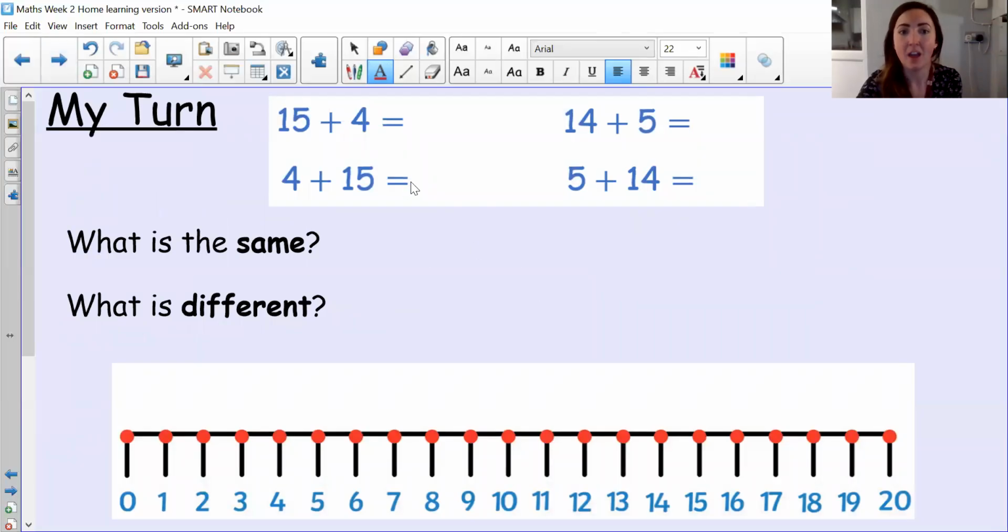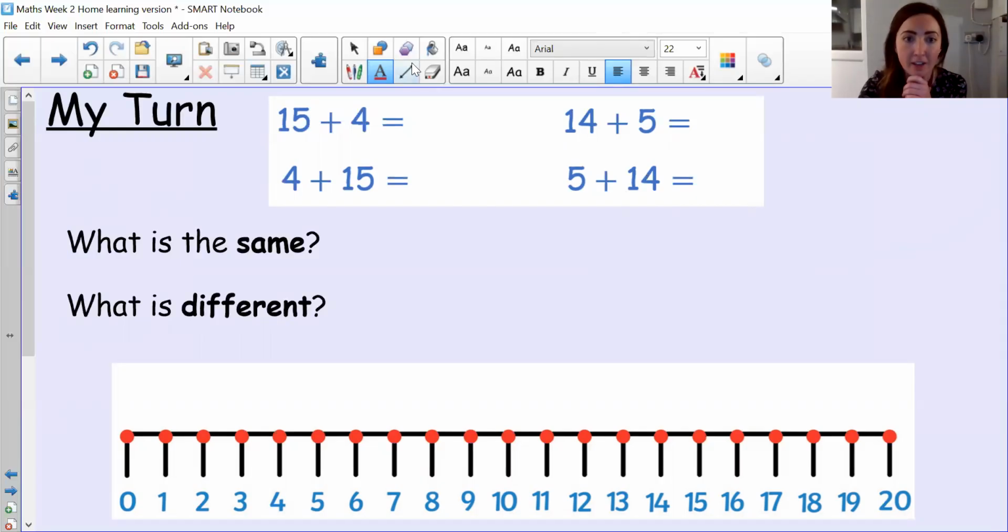So my turn first. I'm looking at these 4 number sentences. And I'm asking, what is the same about those number sentences and what is different? I'm looking really carefully. I can see that in each number sentence, there is a 10. So in this number sentence, there's a 10 as part of 15. And look, there it is again, 10 as part of 15. Over here, got 10 as part of 14, and again, 10 as part of 14. So every number sentence has 10 in it.